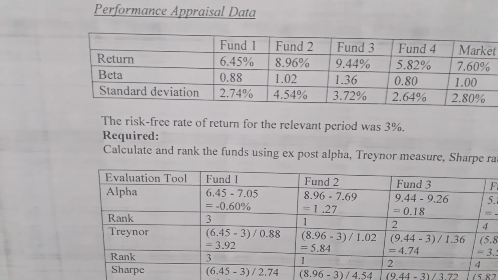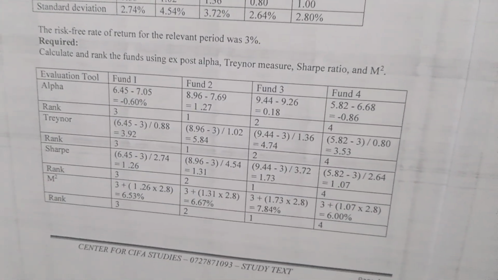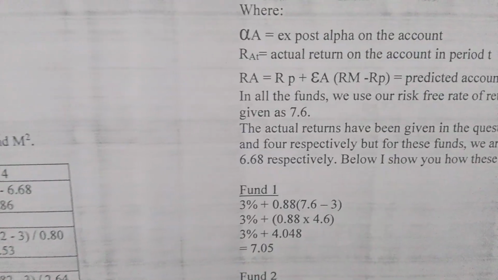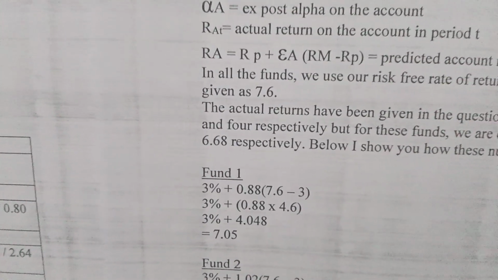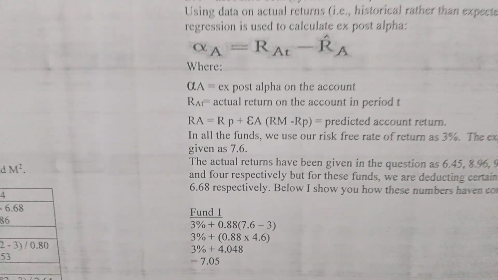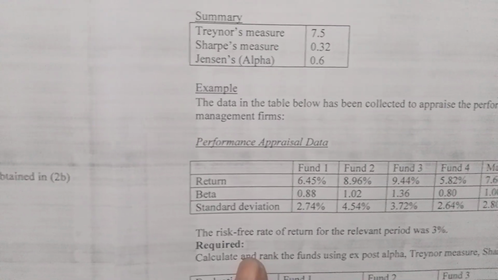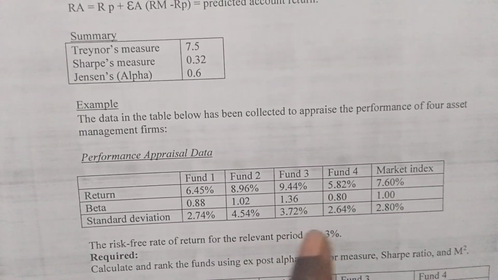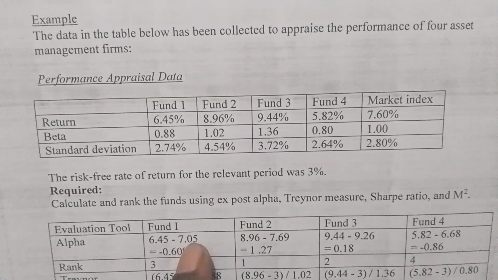What are we minusing? That's the question. So to calculate the 7.05, I've shown you here our workings. As we have said, you'll be taking the risk-free rate, because you're being told that the risk-free rate of return for the relevant period was 3%. We are trying to see where we got 7.05 from.